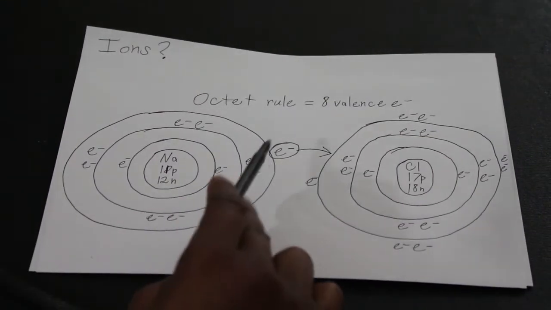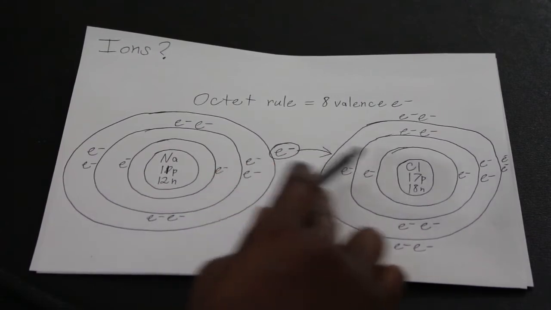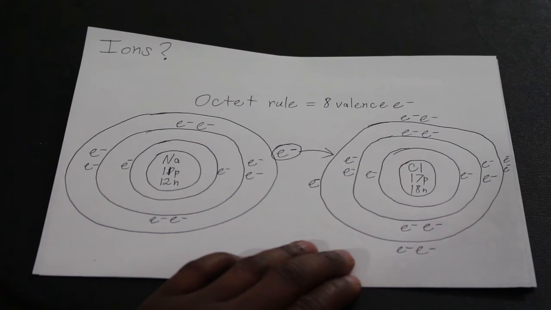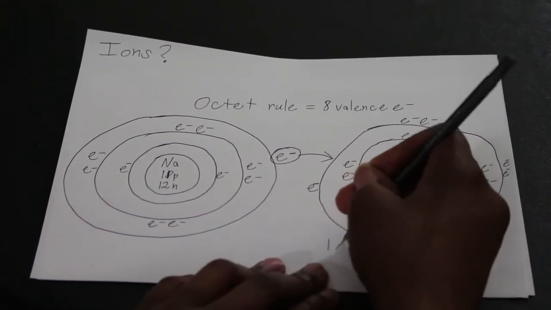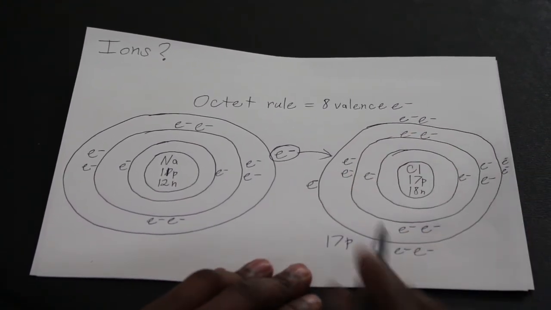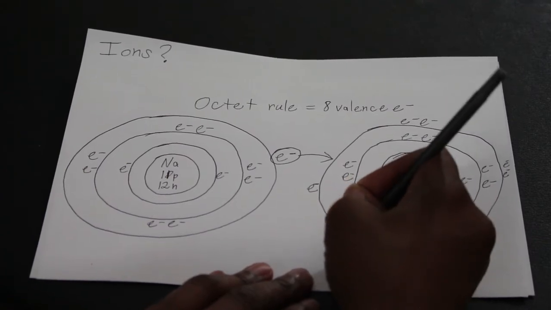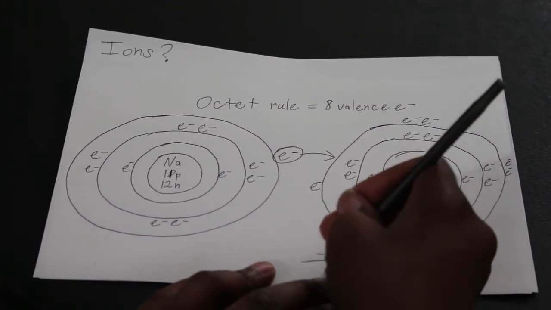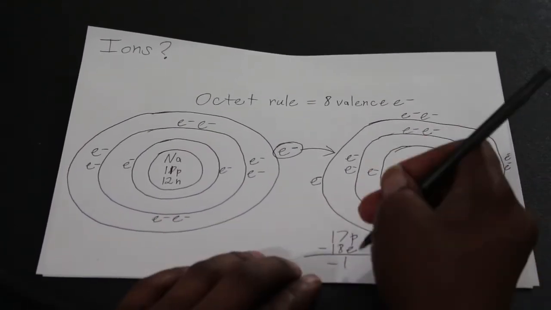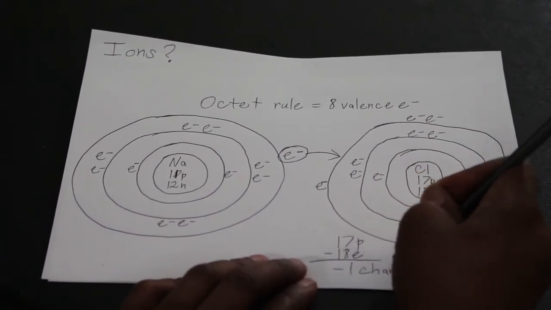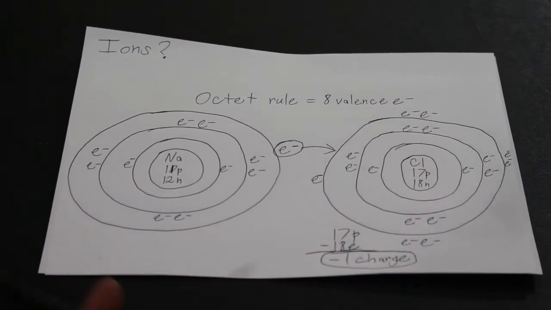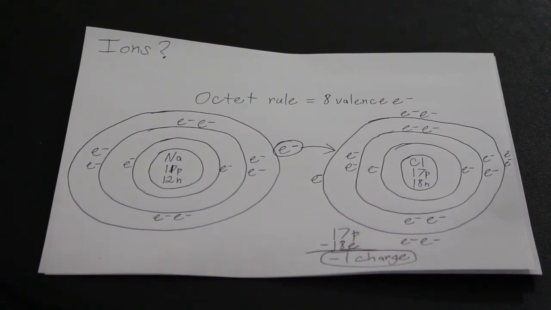So now, when sodium gives this 1 valence electron to chlorine, look what happens. Instead of chlorine having 17 protons and 17 electrons, now chlorine has 17 protons and 18 electrons. When we subtract these two, it gives chlorine a -1 charge. A -1 charge. Why is it a -1 charge? Because there's 1 more electron than protons, and electrons have a negative charge.